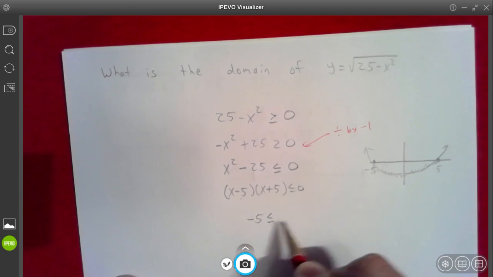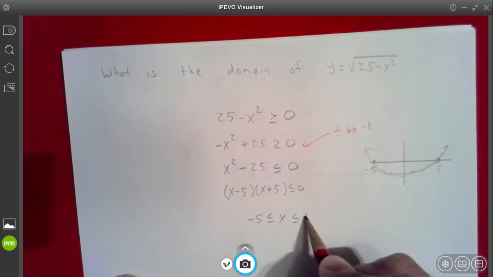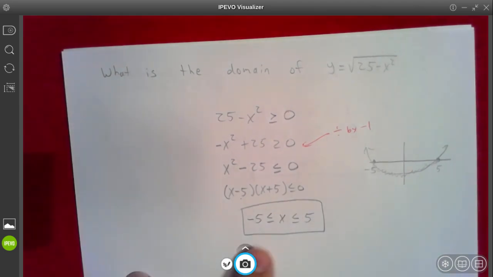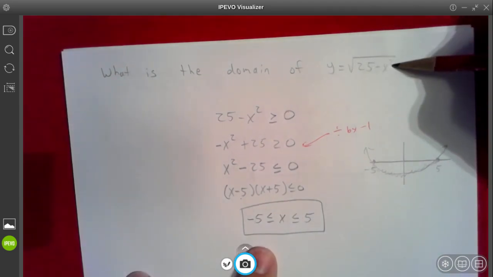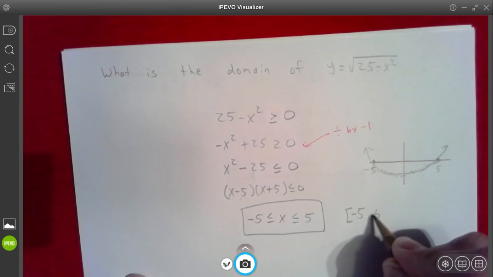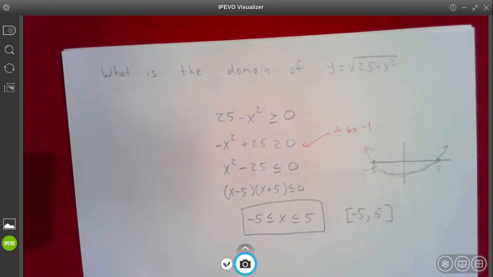Negative 5 is less than or equal to x is less than or equal to 5. That's how you would describe the domain for this function. Yep. So all the numbers between negative 5 and 5 are your answers. Or you could write your answer like that. All right.